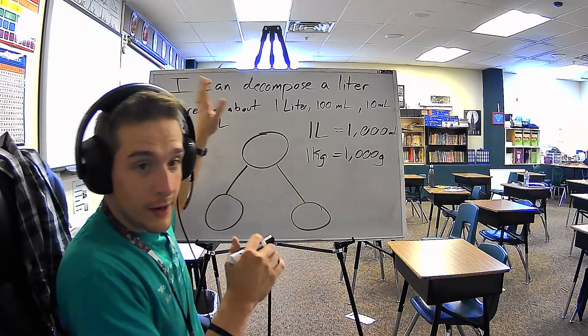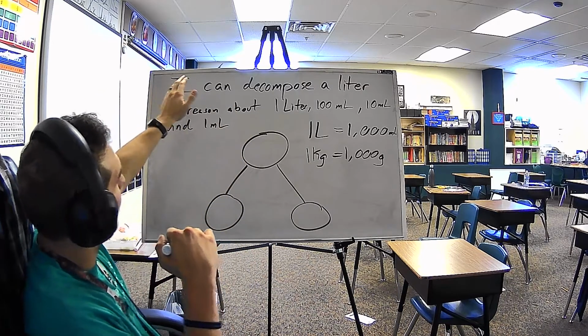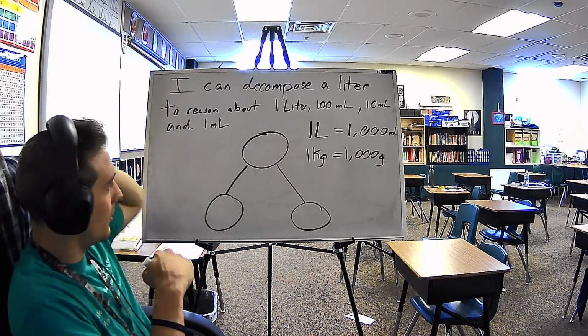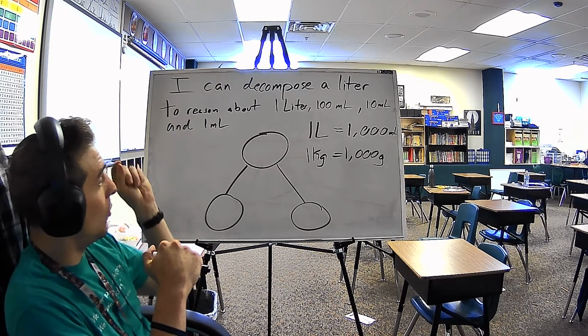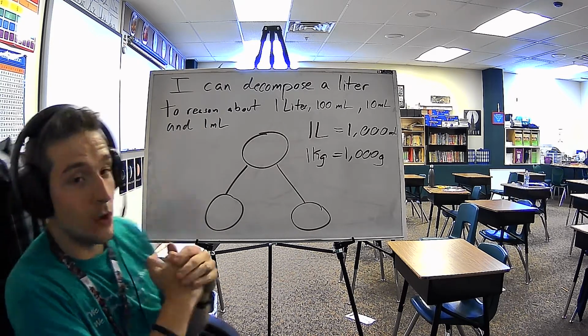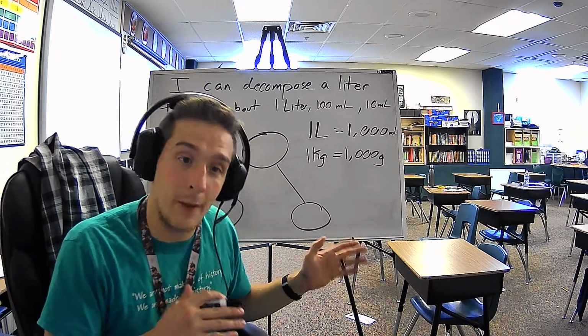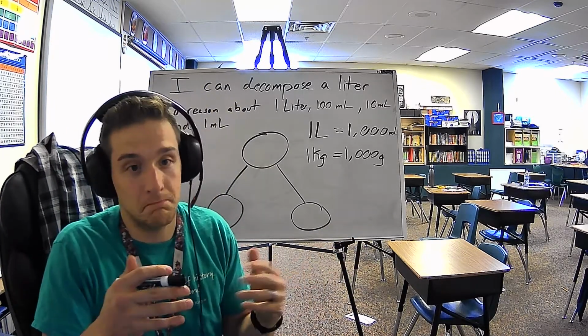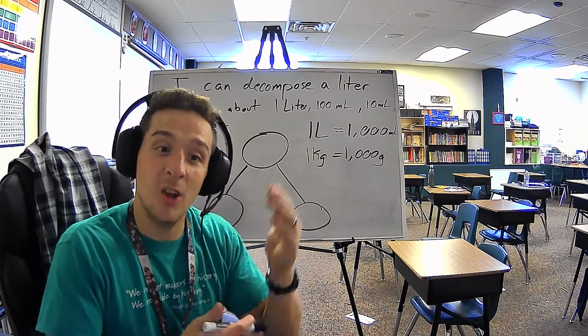Now, let's go ahead and talk about what we're talking about. I can decompose a liter to reason about 1 liter, 100 milliliters, 10 milliliters, and 1 milliliter. So basically, we're still doing what we're doing with grams and kilograms, but now we're just using another unit, liters and milliliters, volume of liquid.